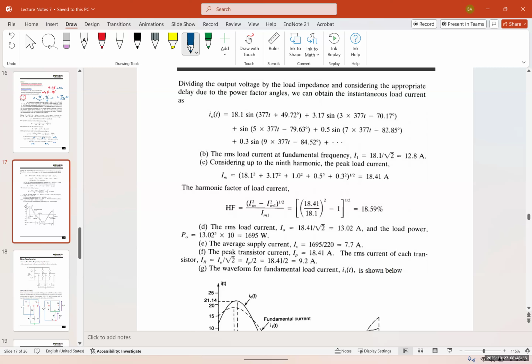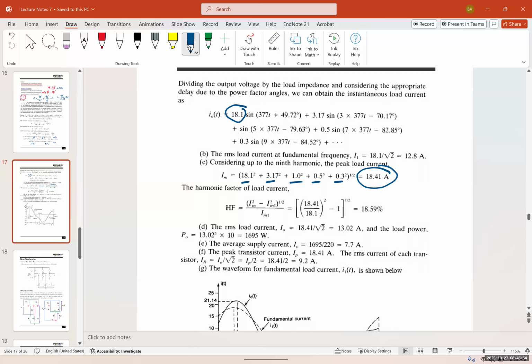The RMS load current at the fundamental frequency, I1, would be 18.1 divided by square root of 2, because we want to find the RMS value. It gives us 12.8. Considering up to the ninth harmonic, because after the ninth harmonic it becomes negligible, the peak load current would be adding all of them together, the first, third, fifth, seventh, and the ninth, which gives us 18.41 amps.